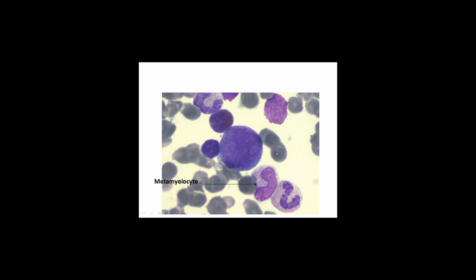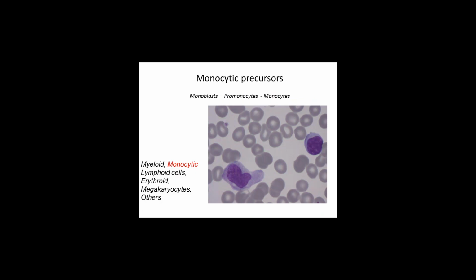This again is a metamyelocyte. I deliberately took a lot of pictures so that we can just have a look at what they look like. Now coming to the monocytic lineage. Monocytic lineage are very difficult to assess because the difference between a promonocyte and an atypical promonocyte is very subtle.